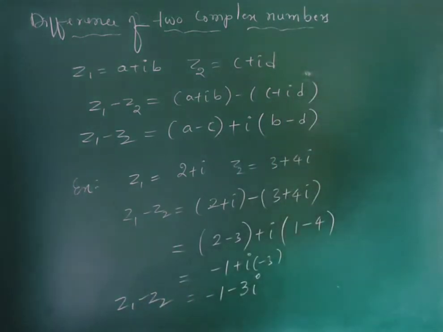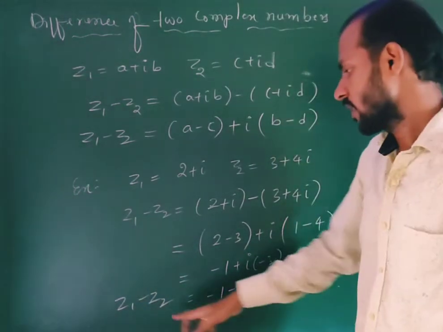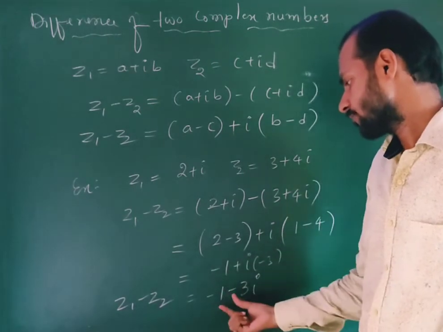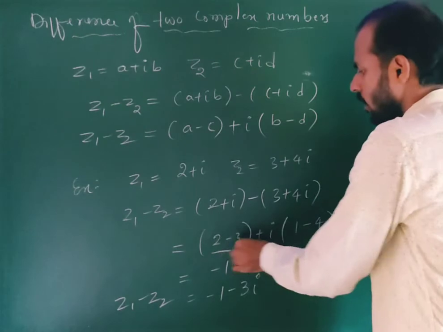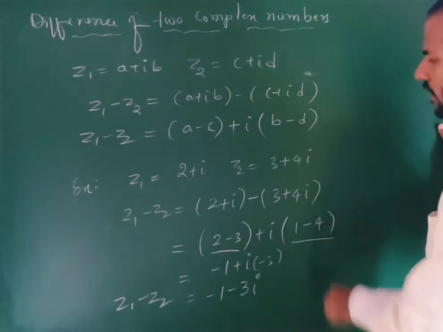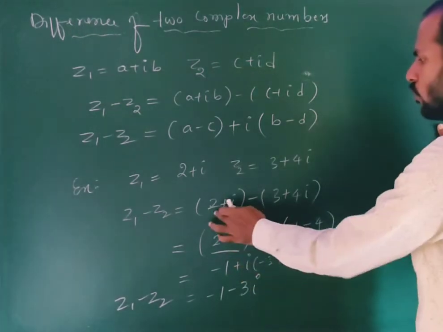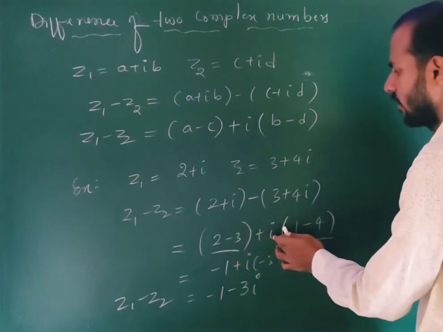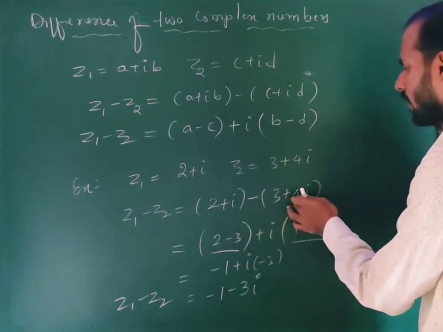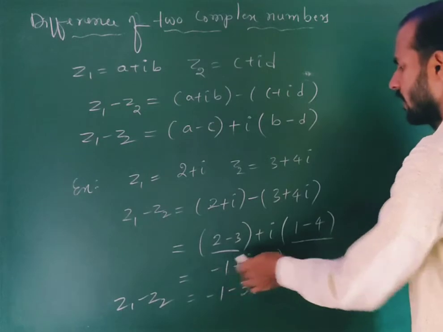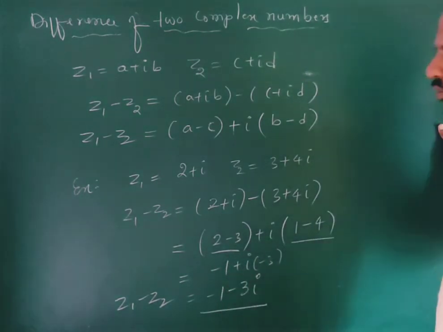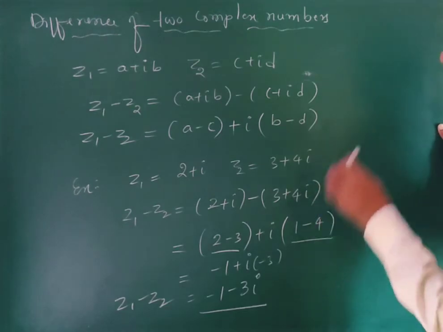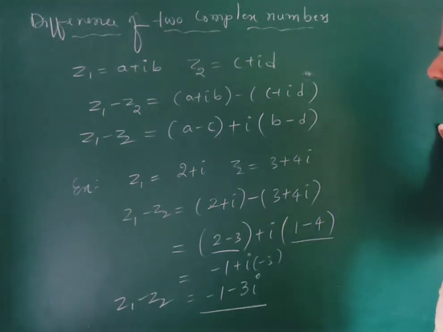That is z1 minus z2. Minus 1 minus 3i. We are taking the real part on one side and the imaginary part on the other side. Here 2 minus 3 plus i common, 1 minus 4. That is, 2 minus 3 is minus 1, 1 minus 4 is minus 3. Hence what we get here is minus 1 minus 3i, which is nothing but the difference of two complex numbers, z1 and z2.